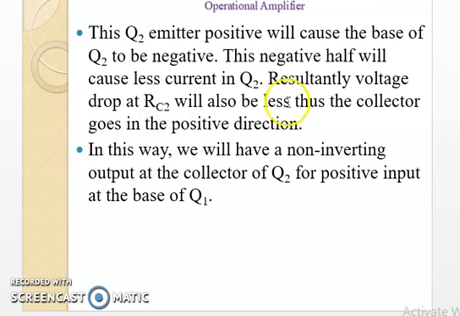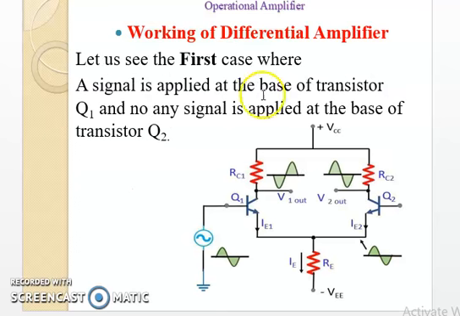In this way, hence an inverted amplified output will be received at the output of Q1, and the output of Q2 will have a non-inverting amplified output. Now what are common mode signals?